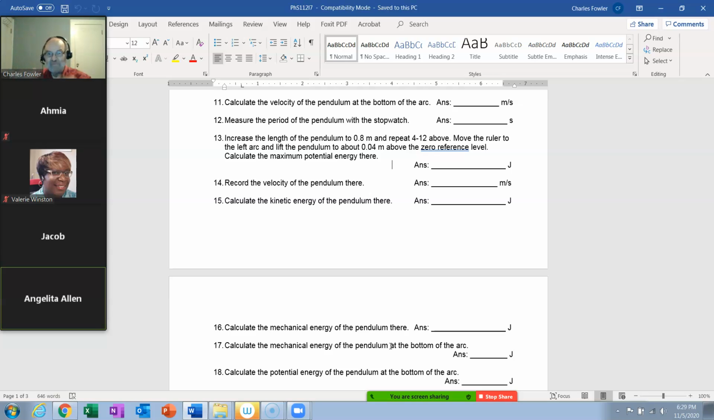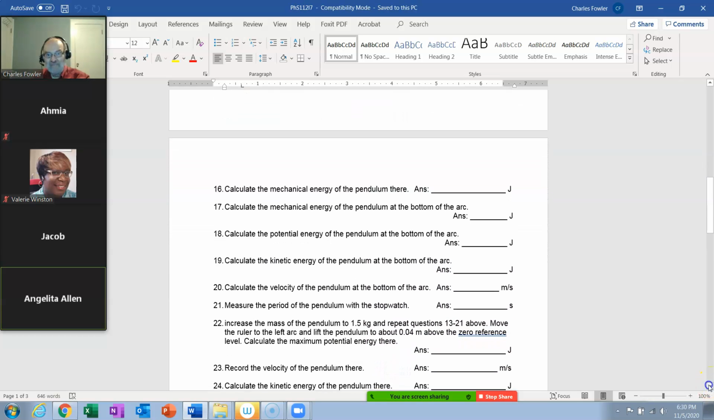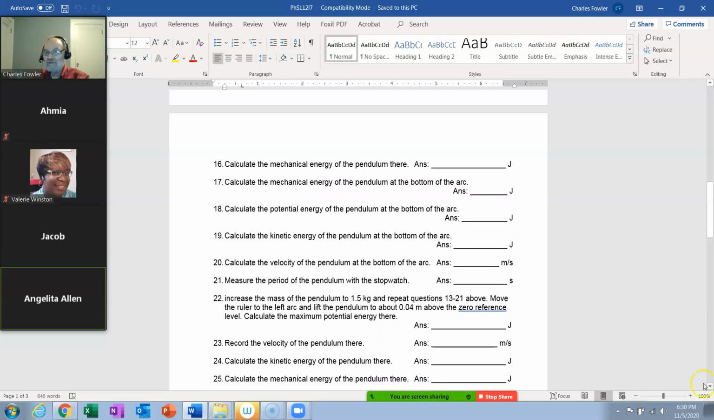What is the potential energy at the bottom of the arc? 0, because you're at the lowest potential energy then. Okay, so what's your kinetic energy at the bottom? 0. No. Remember, potential plus kinetic is mechanical. So that's back to your 0.392, was it? Okay, 0.392.